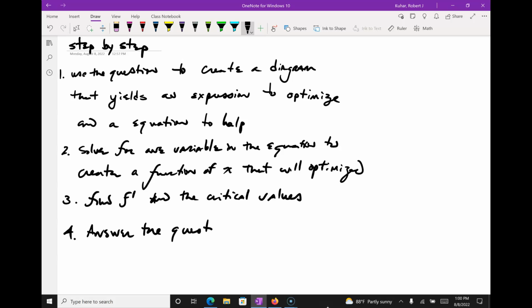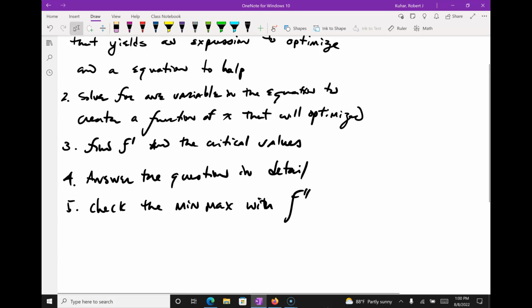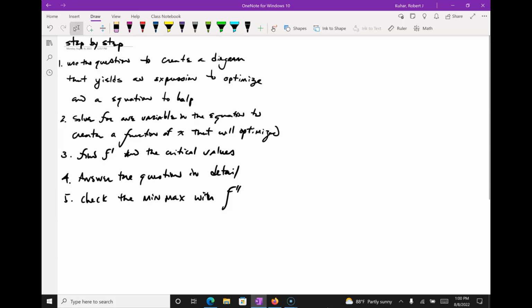Answer the question in detail. Check the min-max with f double prime. That's not that long. I put a couple steps together, but that's okay. Okay, so far?